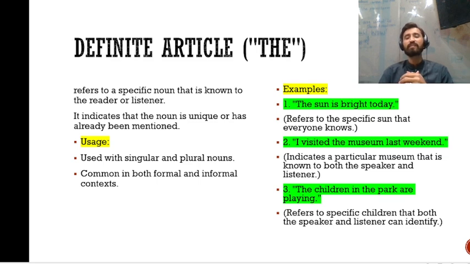The second one is I visited the museum last weekend. Now, why am I using the? Because it indicates a particular museum that is known to both the speaker and listener. And the third one is the children in the park are playing. Now, why am I using it with children? Because again, it refers to specific children that both the speaker and listener can identify.